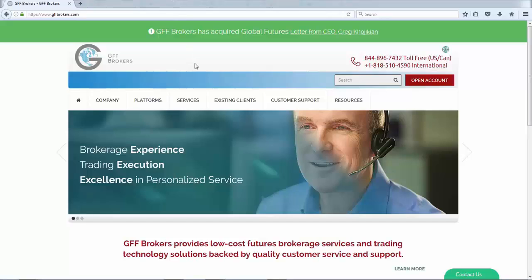So go out, get yourself a broker. If you've never traded before, get a demo. Whatever you're going to use, you can get a demo at GFF Brokers. You can get a demo at Apex Futures. I believe you can get demos of NinjaTrader, though I'm not 100% sure about that. Most brokers have demos of their software that you can use and practice with, learn how to take your trades.